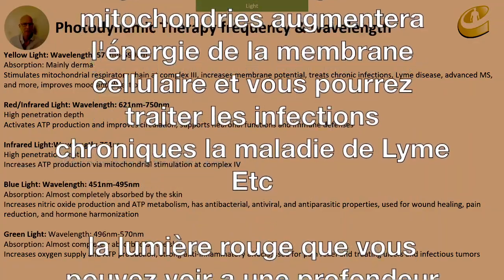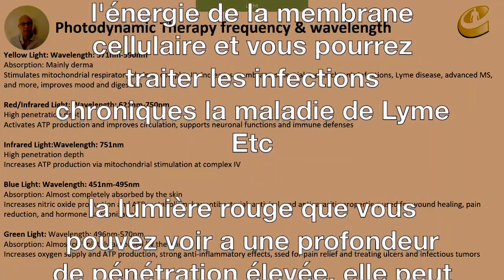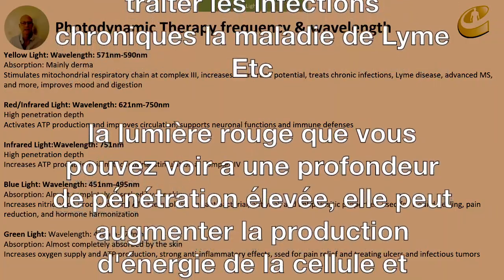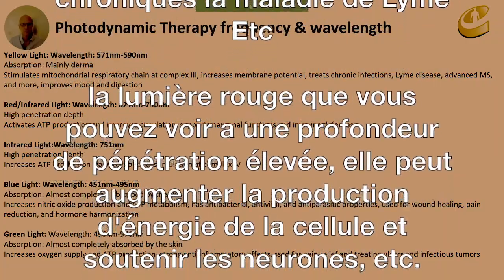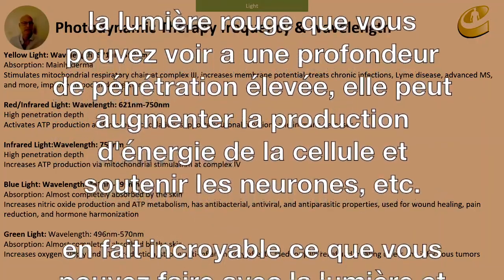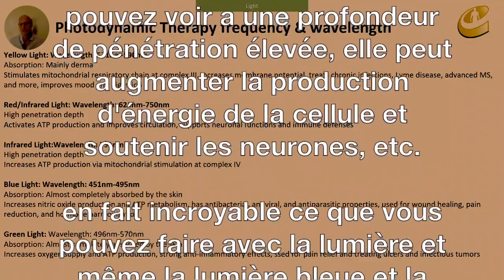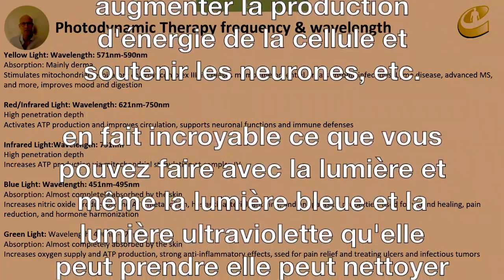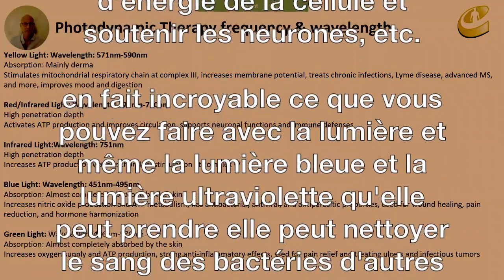Red light, you can see it has a high penetration depth. It can increase the energy production of the cell and support neurons and so forth. So it's actually incredible what you can do with light. And even the blue light and the ultraviolet light can clean the blood from bacteria and other pathogens, and can even kill cancer.